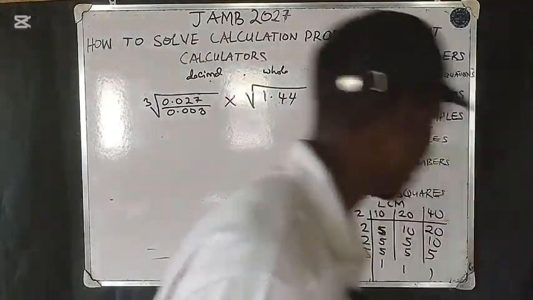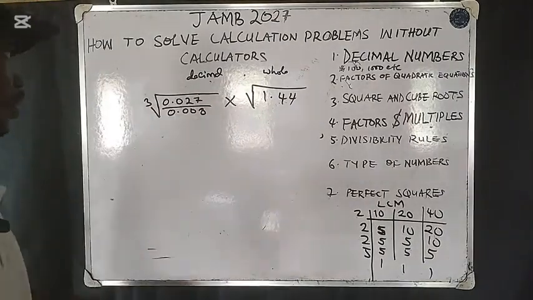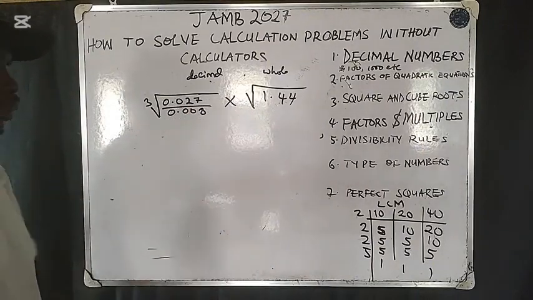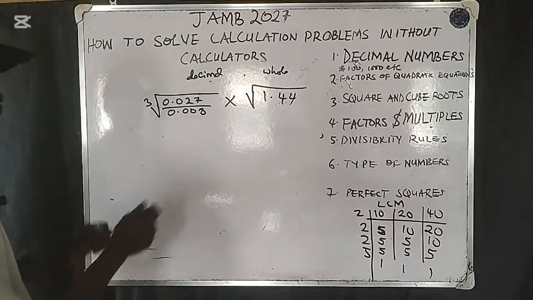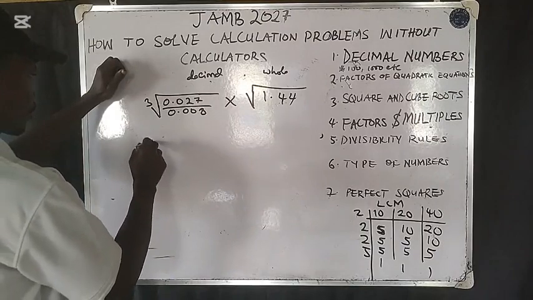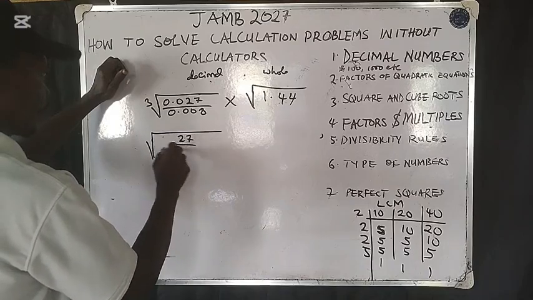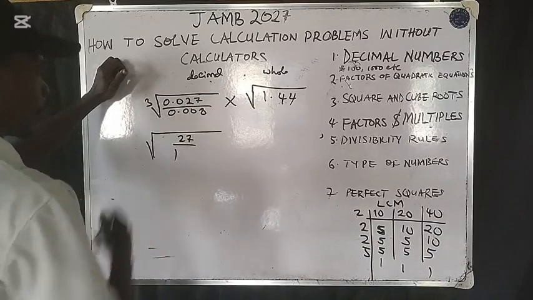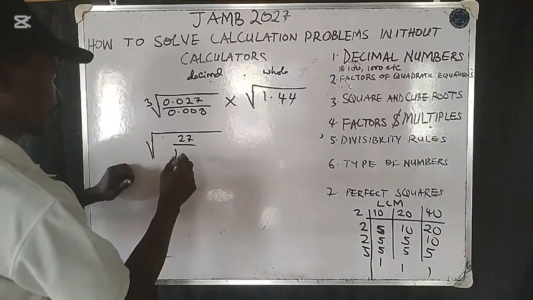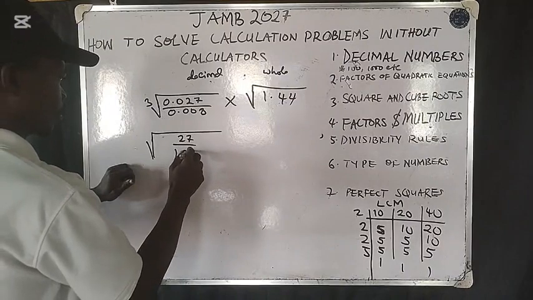If we are to solve this number, square root of 1.44, cube root of this, how do we solve it? We must change all these numbers to whole numbers to be able to solve it, right? Now let's change that to whole number. It will become like this. 27 over 1. How many 0 are we going to put? For the up one, how many 0? Okay. So I'm going to put 3. 1, 2, 3, right?